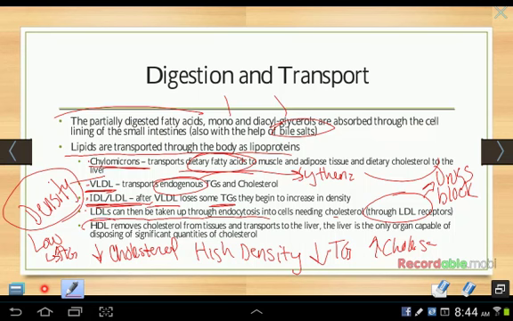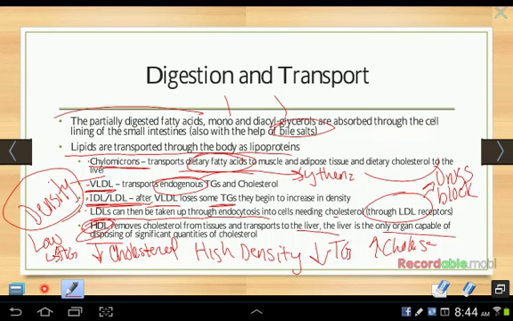And then HDL, high-density lipoproteins, remove cholesterol from tissues and transport it to the liver. And the liver is the only organ capable of disposing of significant quantities of cholesterol. So HDL is very important.